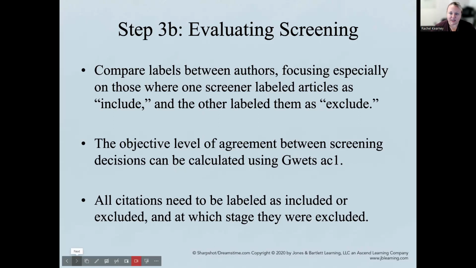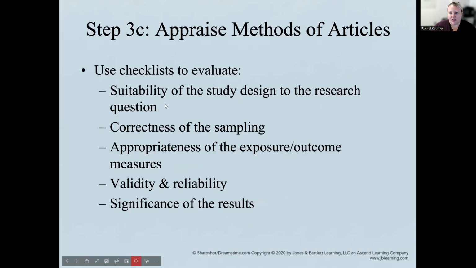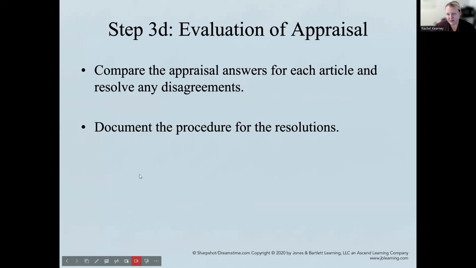So you've got a big list of lots of citations, and between you and your team, you have to decide whether you're going to include them or exclude them. A checklist is an easy way to do that. Sort of the design is what type of sampling was used. Did they use the outcome measures you're looking for? How valid and reliable were the results, and was there significance of the results? And then you would basically look at everyone's appraisal for each article, and then you would resolve any disagreements.